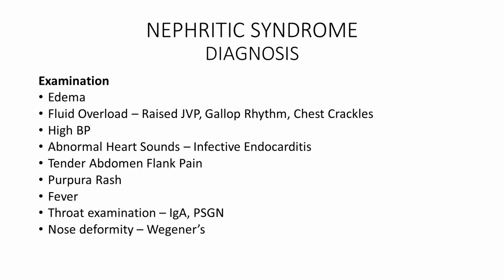On examination in patient with nephritic syndrome, we may find edema, but edema is not significant as in nephrotic syndrome. There may be signs of fluid overload because of hypertension and heart failure, raised JVP, gallop rhythm, and chest crackles. High blood pressure and abnormal heart sounds are seen in infective endocarditis. Tender abdomen and flank pain can also be a feature. Purpuric rash can be seen in Henoch-Schönlein purpura. Fever and throat examination as in IgA nephropathy and post-streptococcal, and patient may present with nasal deformity indicating towards Wegener's.